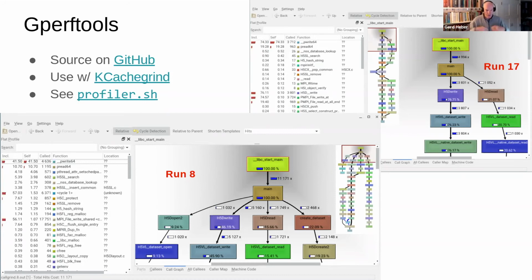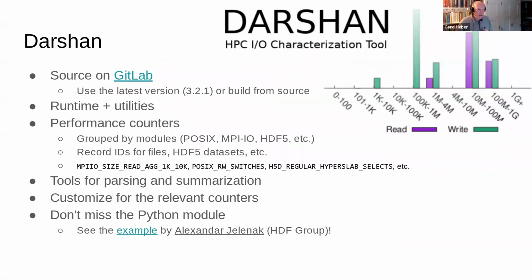And it also tells you something if you try to better understand what is really happening in the HDF5 library, should you want to go down that path. Number 1. The next tool that is very helpful in this context is Darshan. It's developed by the guys up at Argonne. It's available on GitLab, and I would encourage you to really use the latest version.